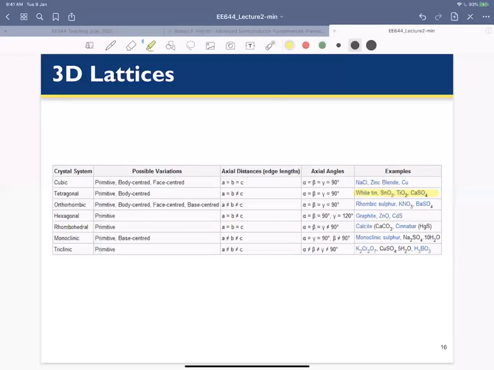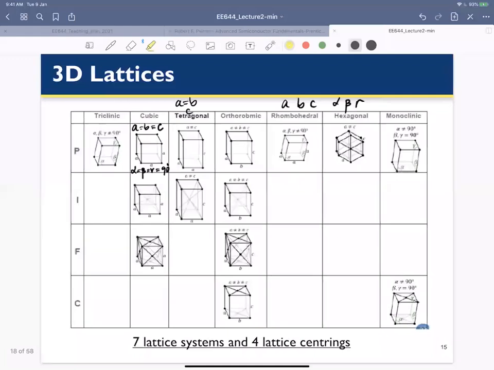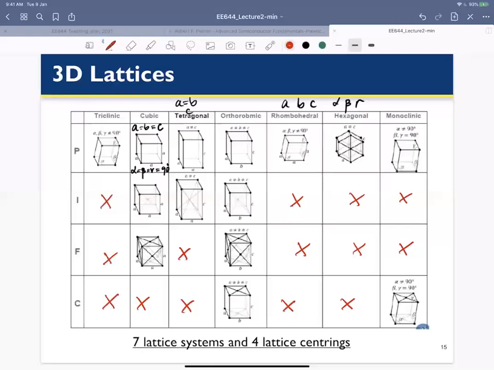Also, I forgot to mention, there are seven lattice systems but four lattice centerings, but there are not 7 times 4 equals 28 because some of the systems are not found in nature, right? So basically, this is not possible. We didn't find anything here, right? So these are the 3D lattices which are possible and available in nature, right?